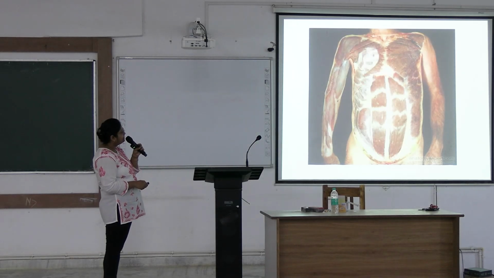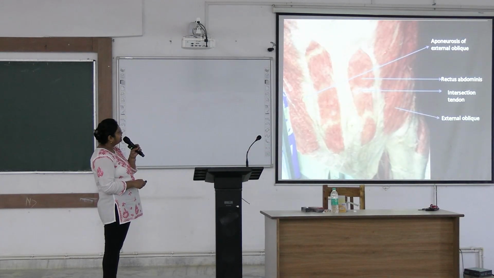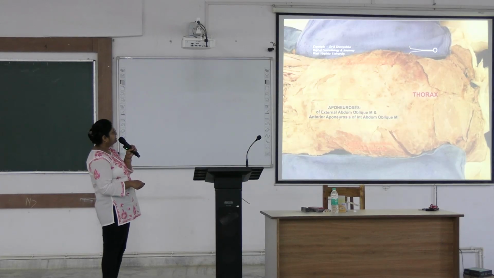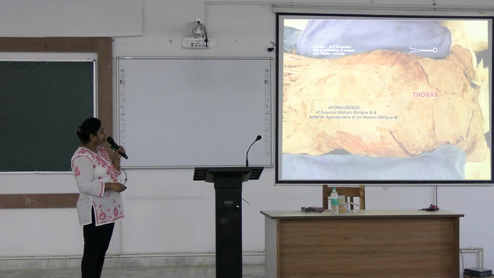These are the muscle, rectus abdominis, and the tendinous intersections. Here, rectus abdominis, tendinous intersections, external oblique, aponeurosis of the external oblique. Here are the inguinal ligaments. And here the formation of the rectus sheath has been shown via the aponeurosis of external oblique and the anterior layer of the aponeurosis of internal oblique muscle.